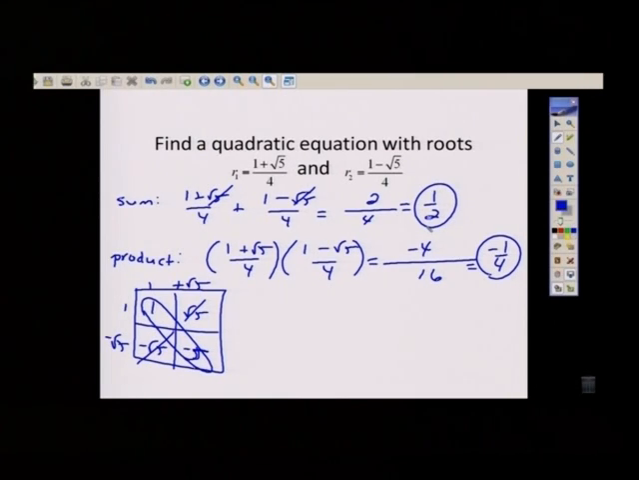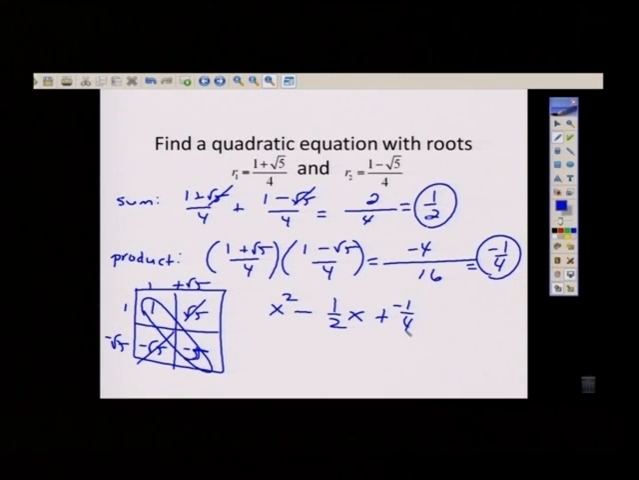So an example of a quadratic equation with these roots would be x squared minus the sum of the roots, which is 1/2, with the x, plus the product of the roots, which is actually negative 1/4. So I could have just written that with a minus sign there.